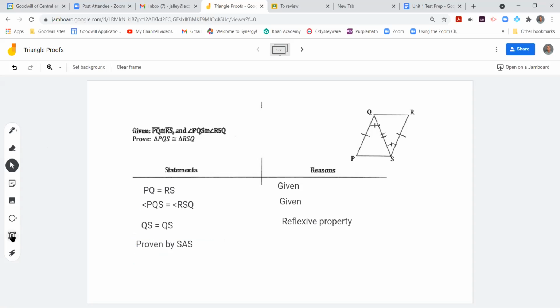And we could also say corresponding parts of congruent triangles are congruent. Because if you look back here at the congruency statement, PQ is congruent to RS. Well, that's what they tell us right at the beginning.